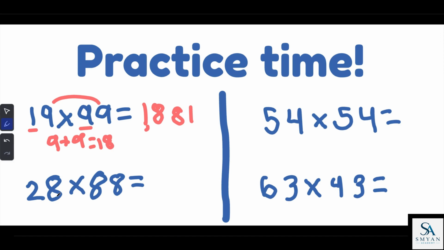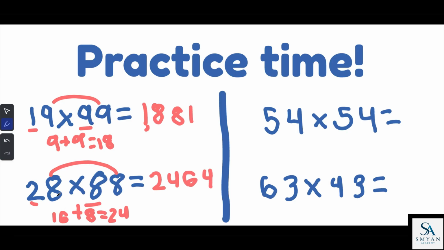Moving on, let's do 2 times 8. That should give us 16. And then we add it to one of the back numbers, which is 8. So when we add this together, we get 24. So we can write that right here. And then we multiply the back numbers, and we get 64. And when we combine them together, we get 2,464.